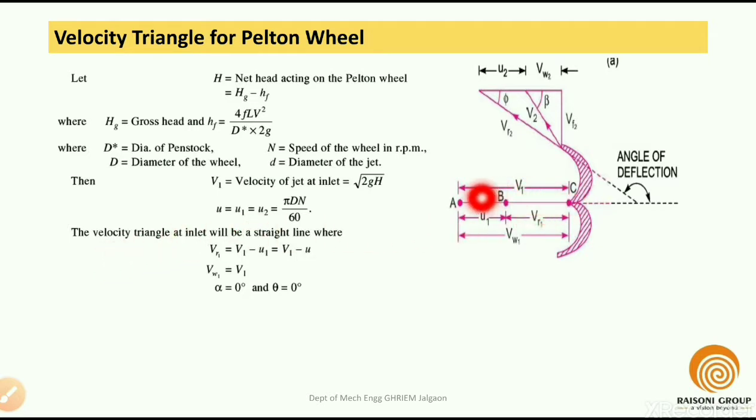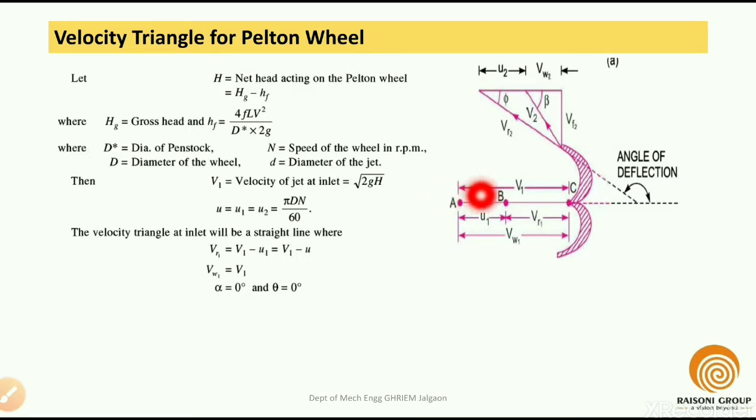The velocity triangle at the inlet will be a straight line because the jet of water is striking perpendicular to the vertical axis on which this bucket is situated. This means the direction of the velocity of the jet is equal to the tangential direction of the velocity of the buckets. Hence the velocity triangle potentially will become a straight line.